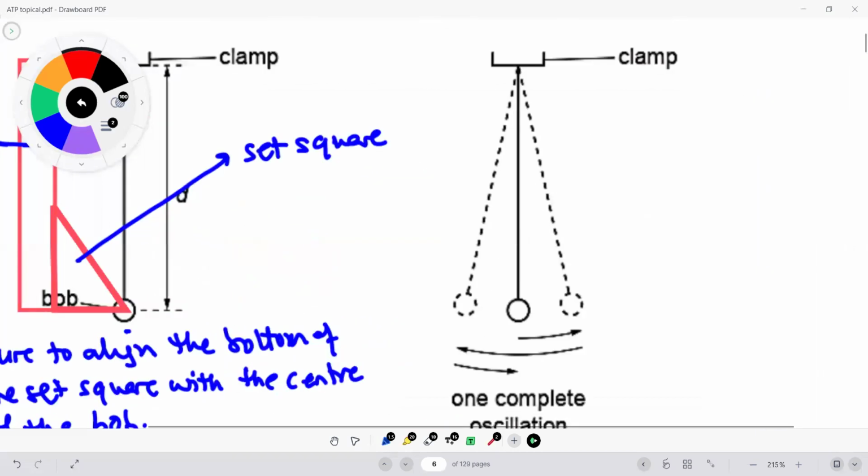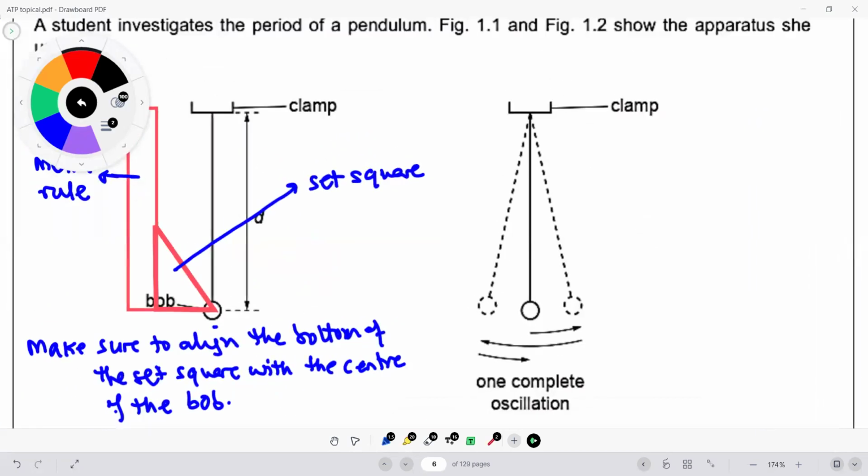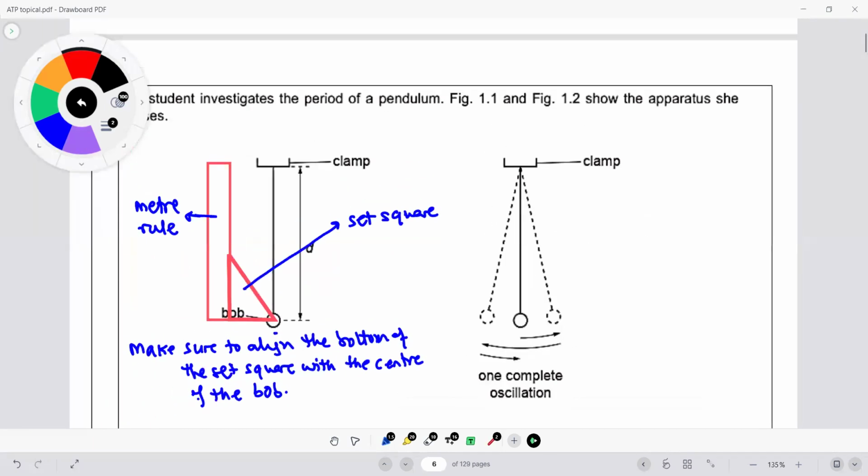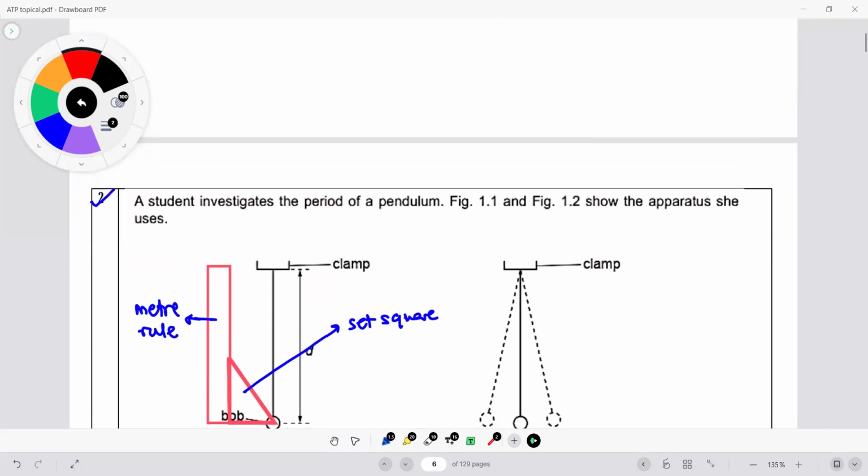Because this asks for the length of one complete oscillation. Now how will I know that? That's going to be a question that I will ask myself. Okay, let's go. Question number 2. A student investigates the period of a pendulum.